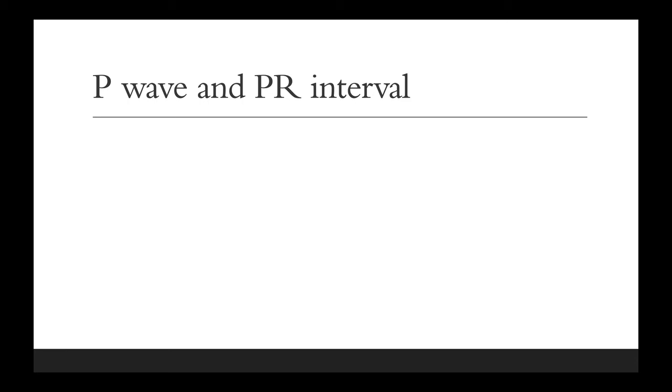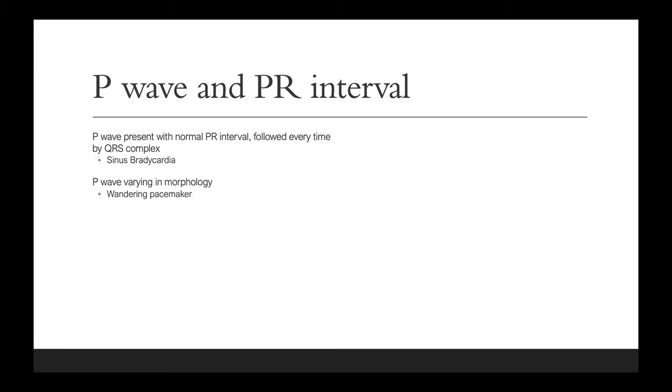We look at the P wave and the PR interval. If the P wave is present with a normal PR interval, followed every time by the QRS complex, that would tell you that this is sinus bradycardia, the commonest cause of bradycardia in an ECG. And usually these don't need too much concern as some of the other causes of bradycardia.